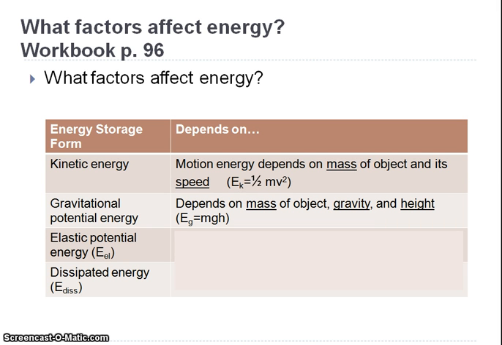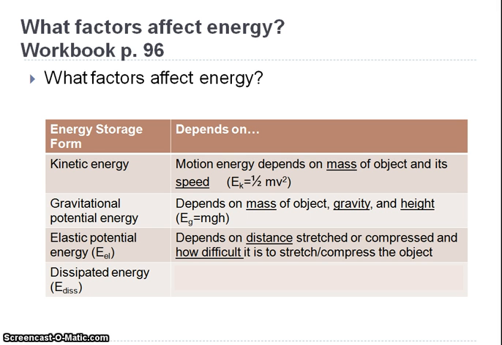If you're looking at gravitational potential energy, it depends on the mass, the acceleration due to gravity, which on the surface of the Earth will always be the same, 9.8. And it also depends upon the height that that object is at. So an equation we can use is mass times g times h.